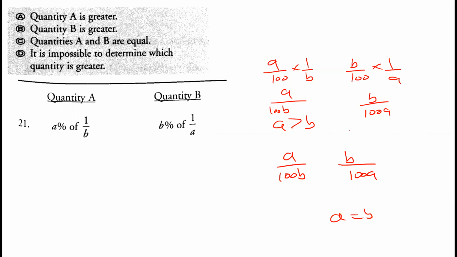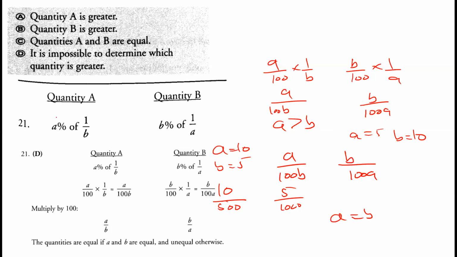So the point is that we can't tell. For example, A is 10 and B is 5. So this would be 10 divided by 500. Over there, this would be 5 divided by 1000. And it can be reverse as well. Now A is 5, B is 10. So we can't say which quantity is greater or less. So option D is correct, because at the end of the day, it's A over 100B and B over 100A. Now A and B are not defined.